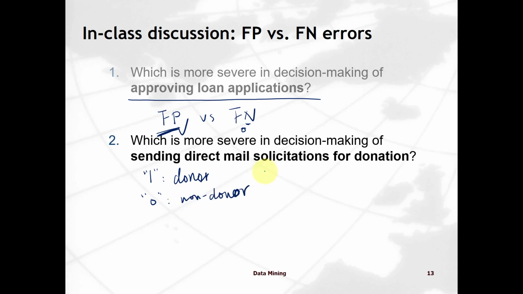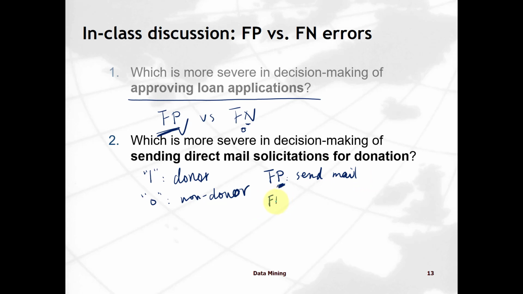So when you commit a false positive error, the algorithm mistakenly determined that this person is likely a donor, whereas in fact this person is a non-donor. So under the classification of a donor, the company will send a solicitation to solicit donation, but in fact, the company will not get donation because the person actually is a non-donor.